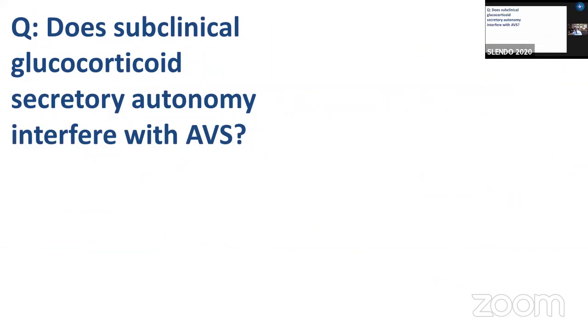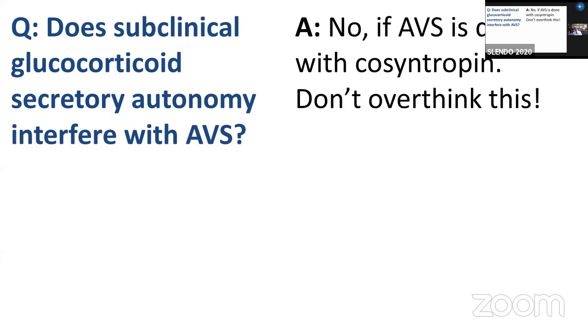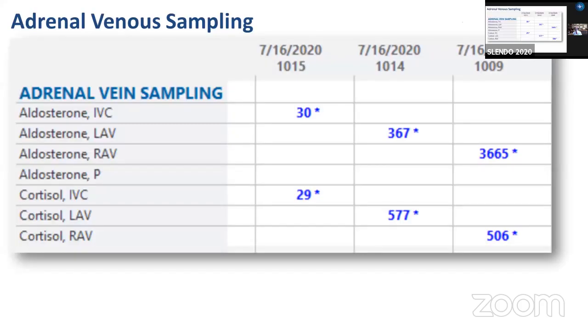So does this subclinical degree of glucocorticoid secretory autonomy interfere with adrenal vein sampling? No. If you do AVS with cosyntropin, this is a non-issue. Don't overthink it. So we proceed with adrenal vein sampling on July 16th, a screenshot from the EMR.